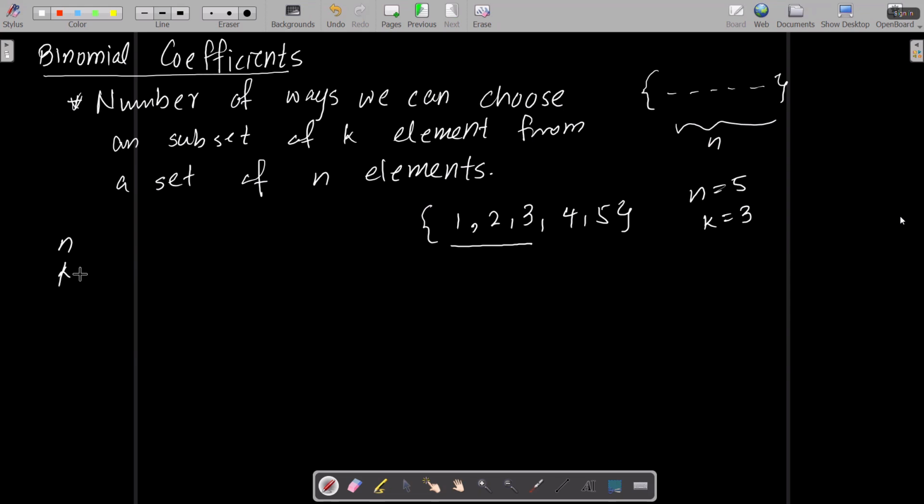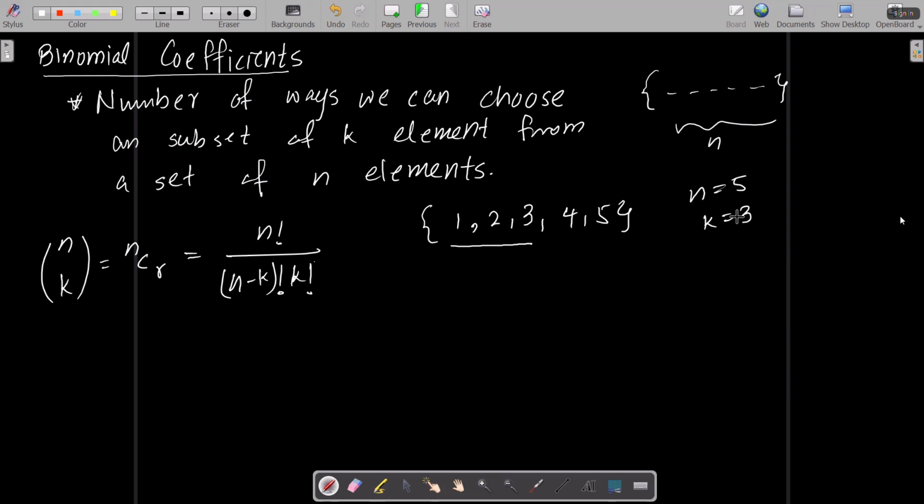Before that, I will define the binomial coefficient. Binomial coefficient is something like this. We denote it like this, and we say nCr, n choose r. It is n factorial divided by (n minus k) factorial, and k factorial. Sorry, this is k factorial.